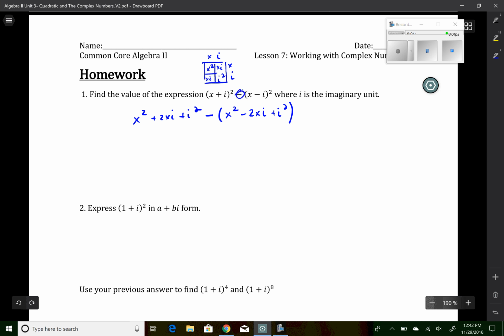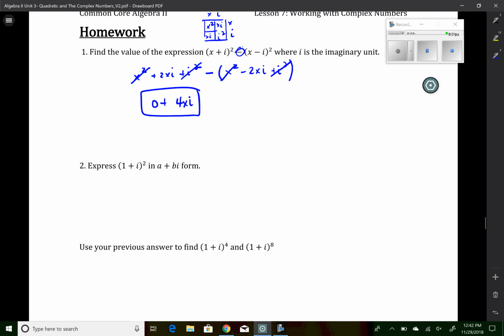So if I distribute that, the x squareds are going to cancel. Negative of a negative is a positive, so I'm going to get 4xi. i squared minus i squared is also going to cancel. So I'm going to have 0 plus 4xi as my final answer. That's in a plus bi form.